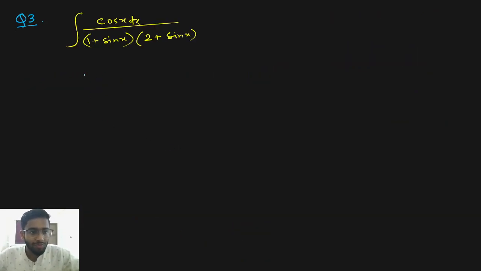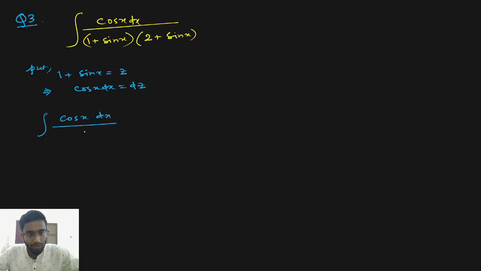This is the question. We're going to solve it by the method of substitution, in which we're going to put this 1 plus sine x as, let it be z. Okay, so cos x dx is actually dz. So let's move to our integration. Let me write the integration first. Cos x dx by 1 plus sine x, 2 plus sine x.